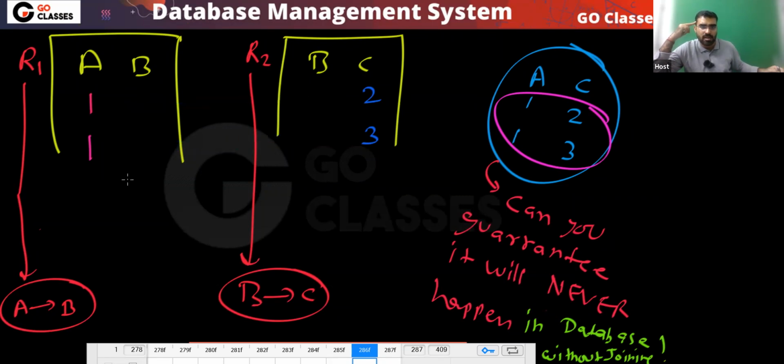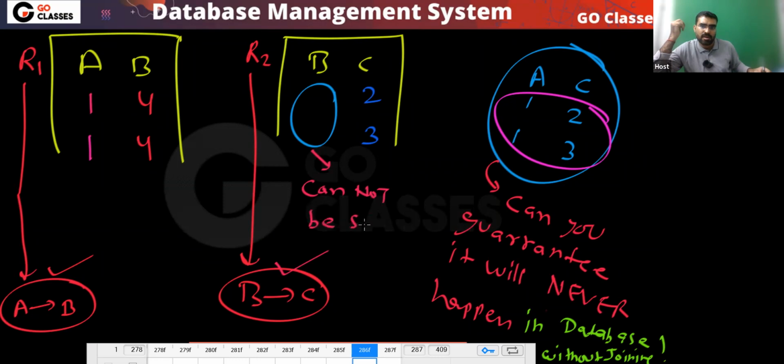But if this is matching with this, then you can notice, if this is 1 1, then because A determines B, it should be 4 4. You cannot keep them different. And similarly, can they be the same? No, they cannot be the same, because B determines C. So here they must be different.